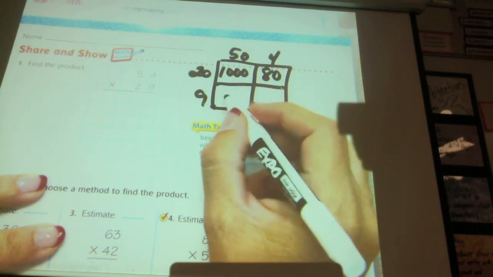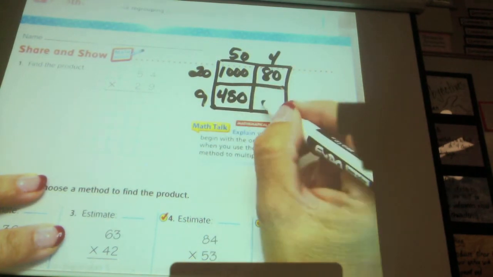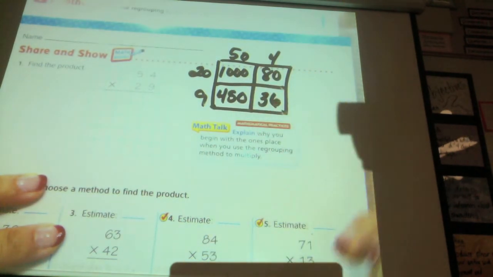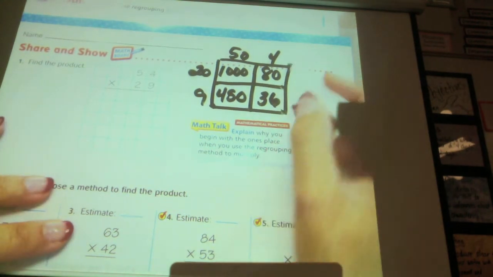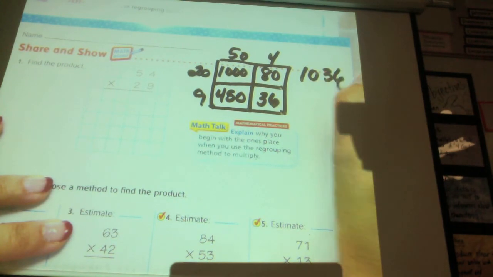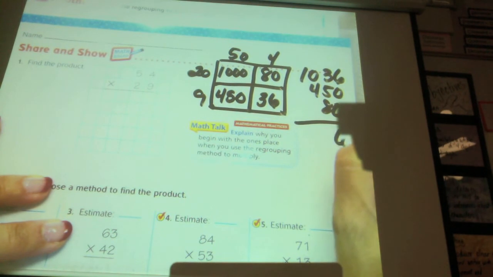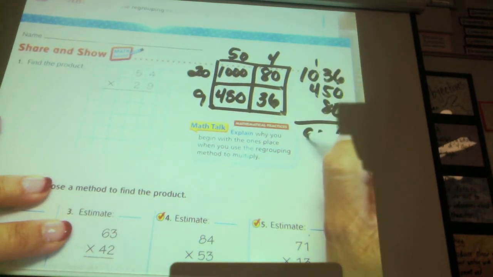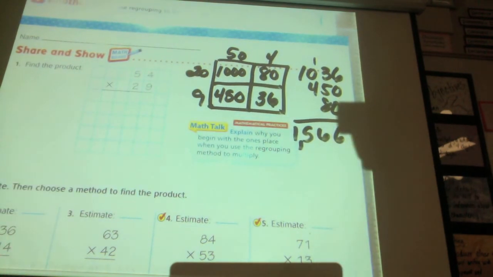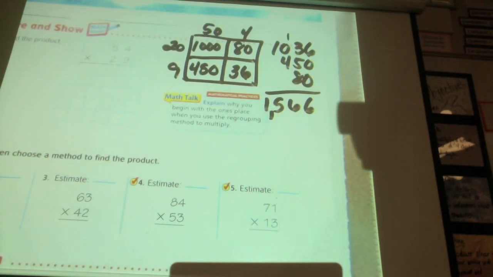50 times 9, 450. And 4 times 9. Okay, now I should be adding those numbers. I have 1,036. I'm just combining to make it go faster. 6, 8 and 8 is 16. 4, 5, 1,566.